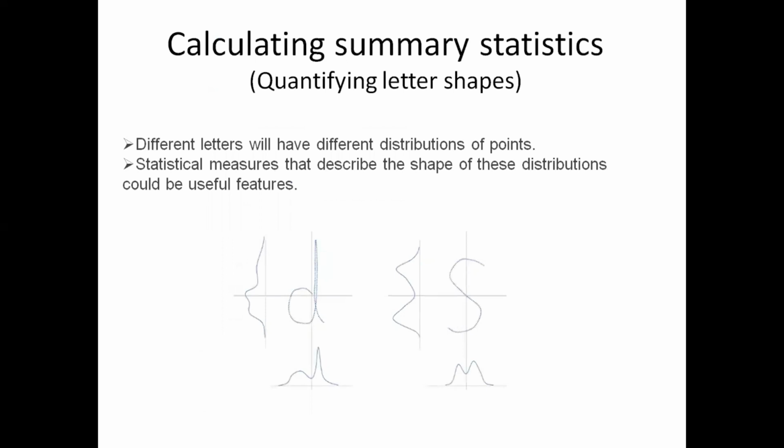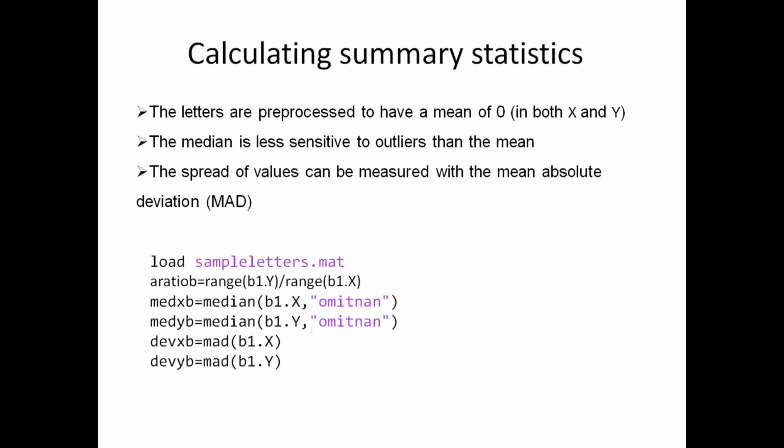First, we will see how to quantify the shapes of these letters using different statistical functions. For that, what will be useful for us is that different alphabets will have different distributions of points. So we can use some statistical measures that will describe the shape of these distributions. So we will use such statistical functions that will be useful features for us in further classification.